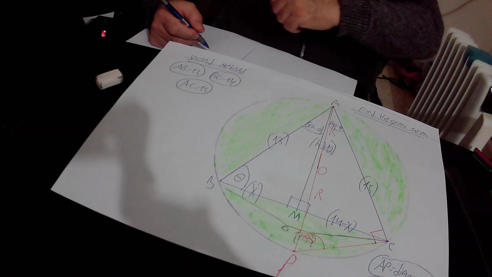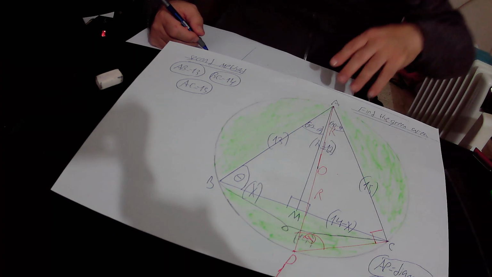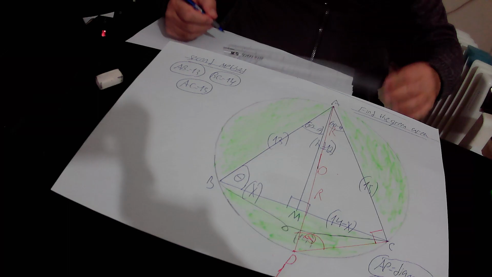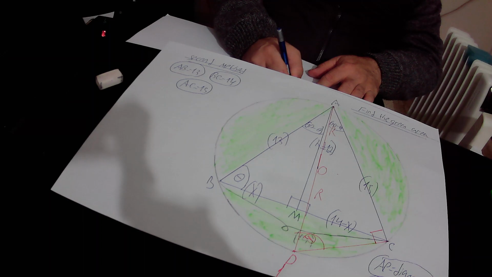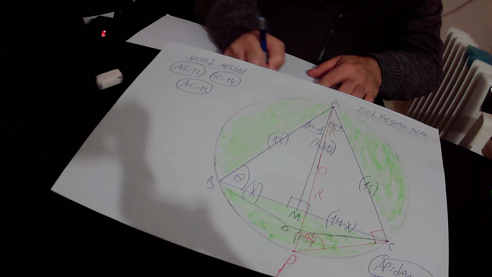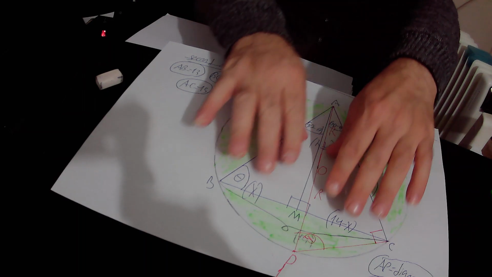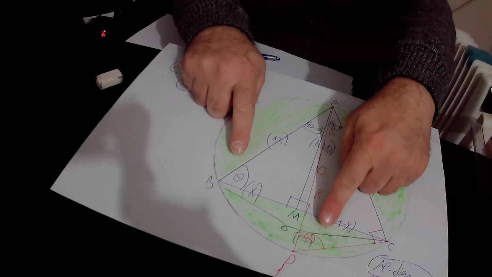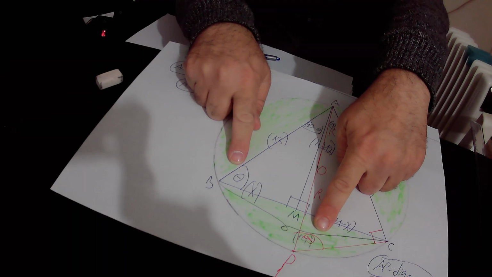In the next step, we will prove that the right triangle ABM is similar to the right triangle APC. So I'll write it down. We'll prove that the right triangle AMB is similar to the right triangle APC. So why are those two right triangles similar to each other? First of all, those two angles are both equal to theta, therefore they are equal to each other.